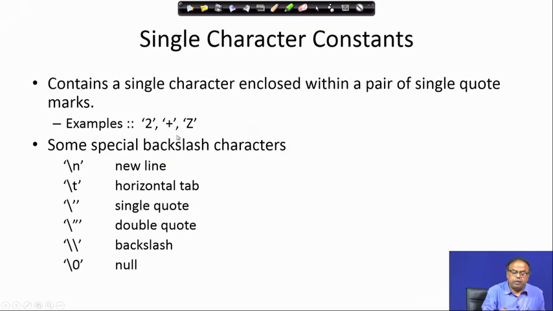This one we have already explained, that single character constants. Now, here of course, you can see that this operator plus also has an ASCII code. Every character has an ASCII representation. Whatever we find on the keyboard has an ASCII representation. Therefore, I can also have capital Z or plus as a character.